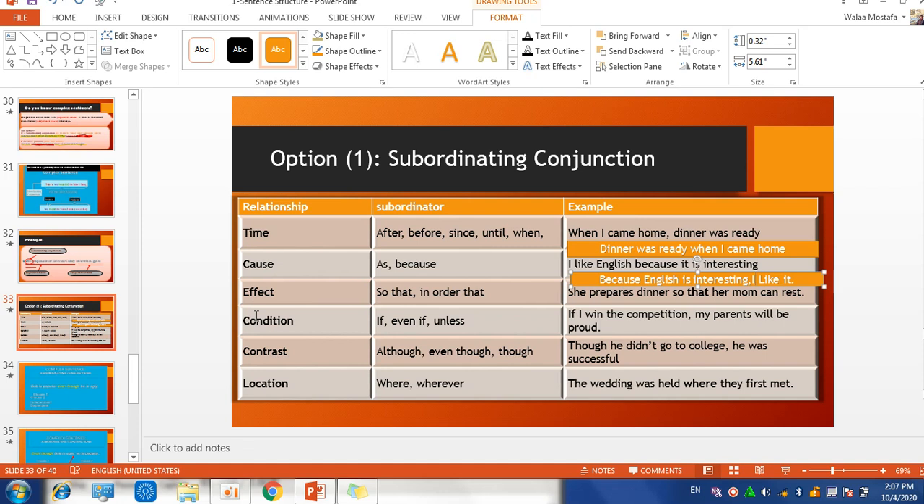Some subordinating conjunctions introduce effect, like so that, in order that. She prepares dinner so that her mom can rest. Then, can I switch and start with so that? So that her mom can rest, she prepares dinner? No, it doesn't make sense.